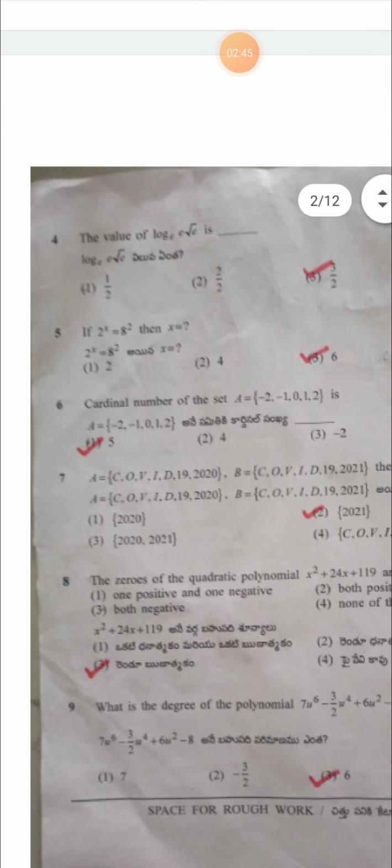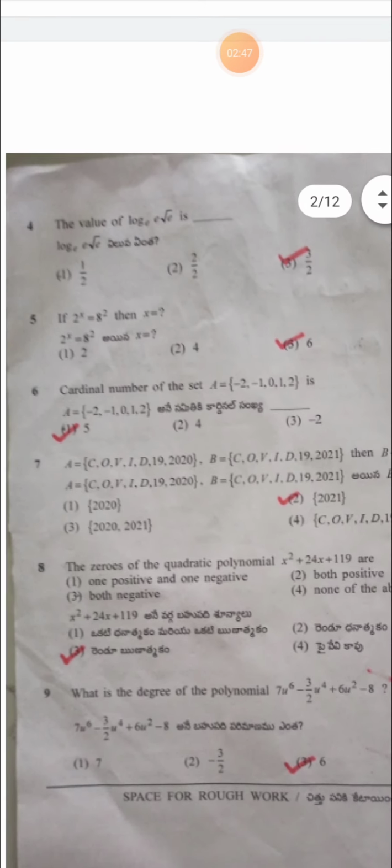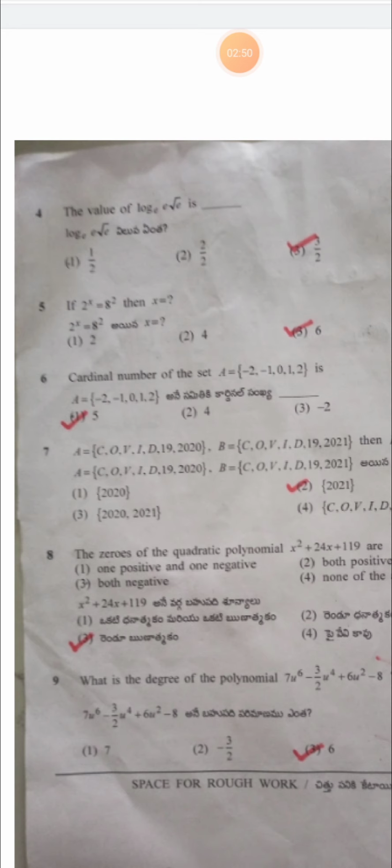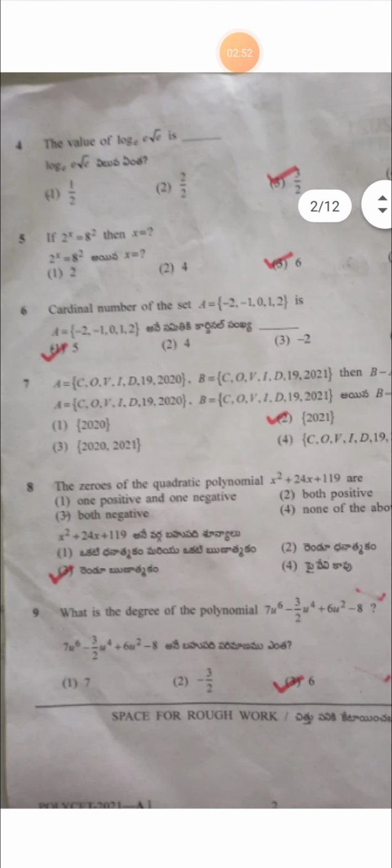And fourth question, the value of log e root e to the base e will be 3 by 2. Answer is 3 by 2 for the fourth question. And 2 power x is equal to 8 square. If you write it, you will get 2 power x is equal to 2 power 6, and the answer is 6.